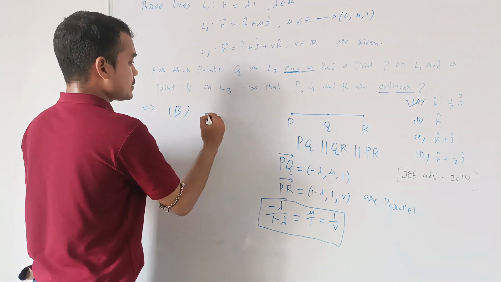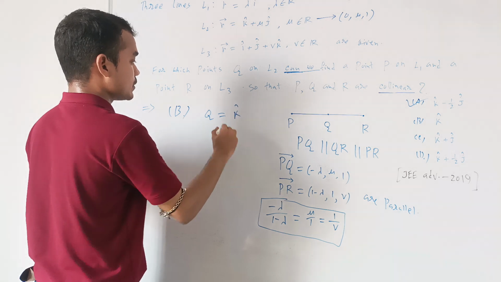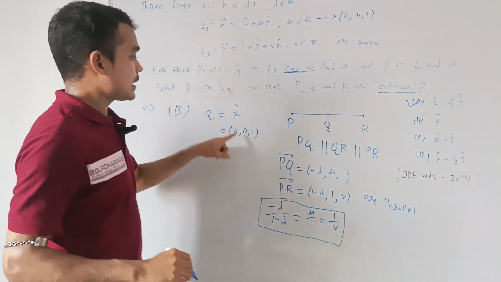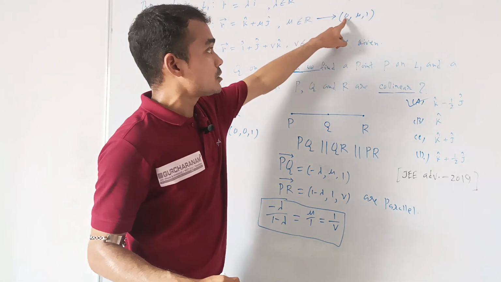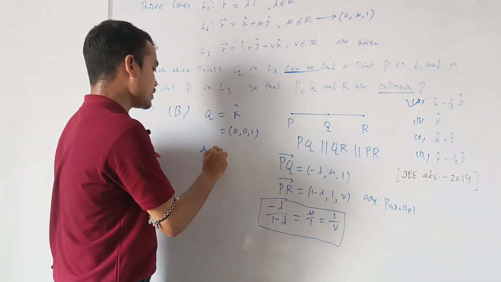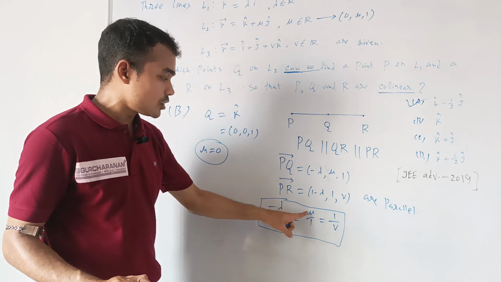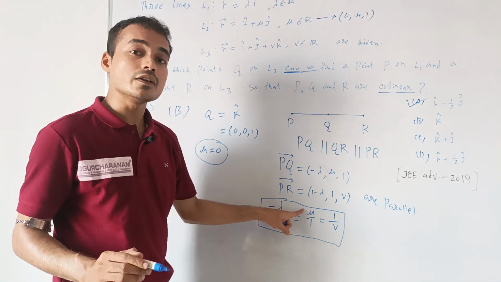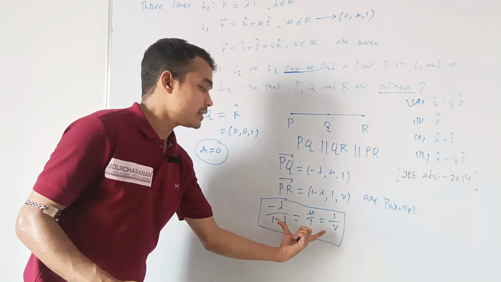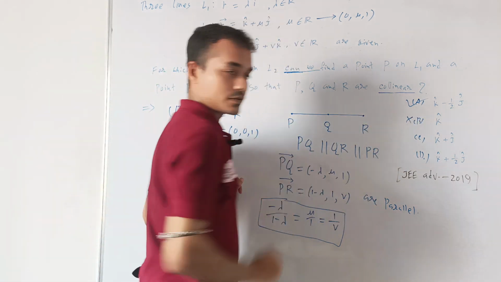Option B is true means suppose the Q point is k. So what is the coordinate format? 0, 0, 1. Any arbitrary point Q looks like 0, mu, 1, so here mu value is 0. If mu equals 0, does this relation satisfy or not? If we put mu equal to 0, then v is equal to infinity, meaning undefined. So this relation is not satisfied, which means option B is false.